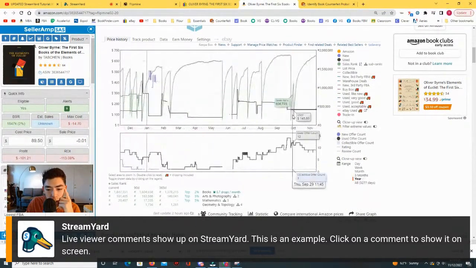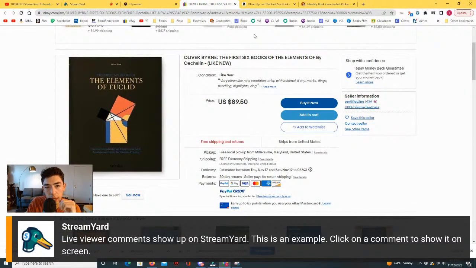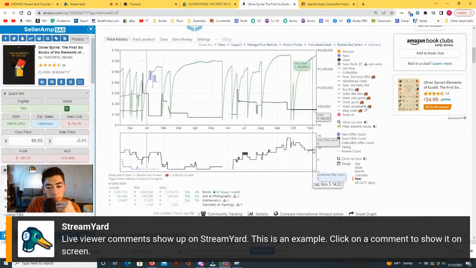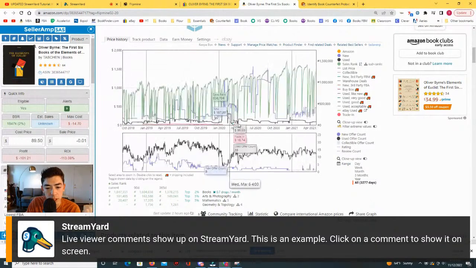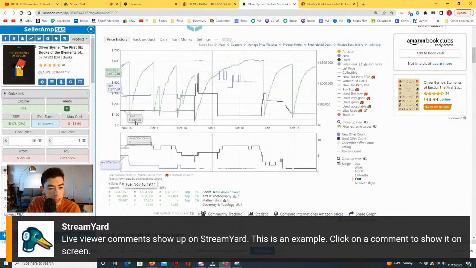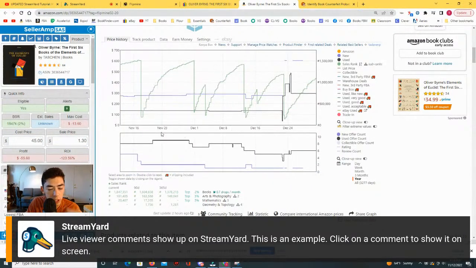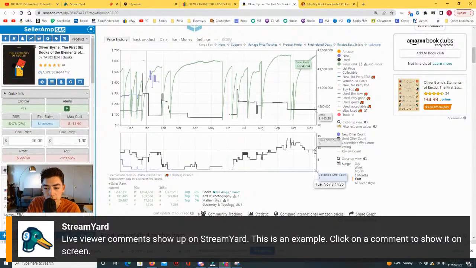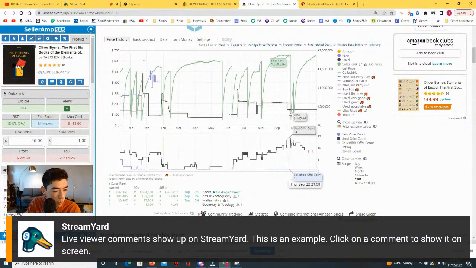So for me, $89 is not undervalued enough, but maybe if this were at $40 to $45, I would consider buying it, because it has a great history in the past of selling for over $100. If you were to pick this up for $45, I think you could realistically sell this for like $130. The reason I say that is because there's a whole cluster of sales over here when the used offer count was about 8 or 9, which is what the used offer count is right now. And there were also a couple of sales recently. So I think you could totally sell this book for $130. Now, it doesn't have the best sales rank, so it might take a while to sell, but if it were at that price, that'd be a go.